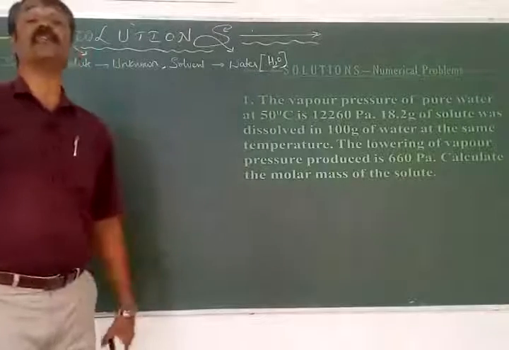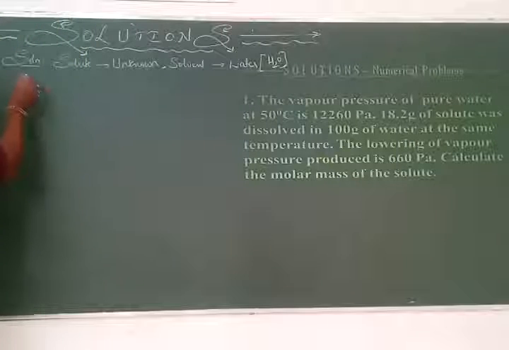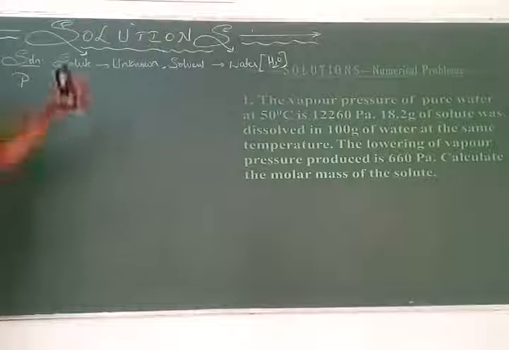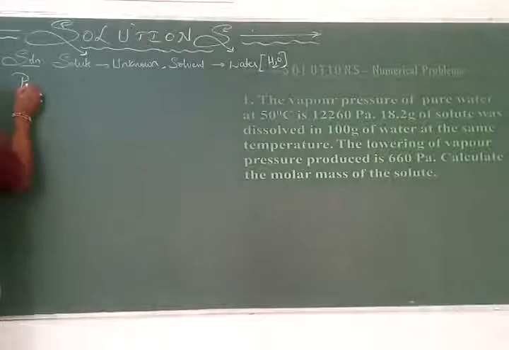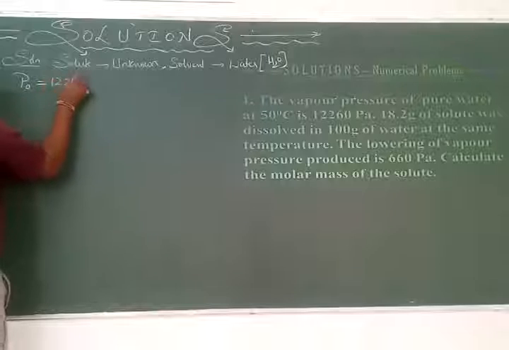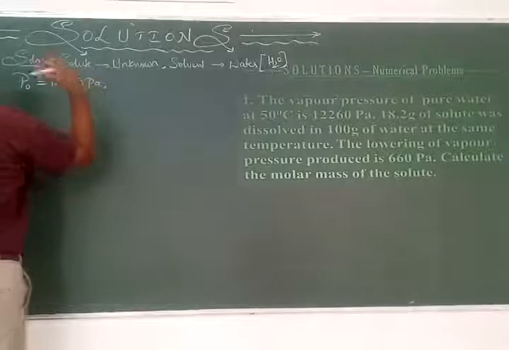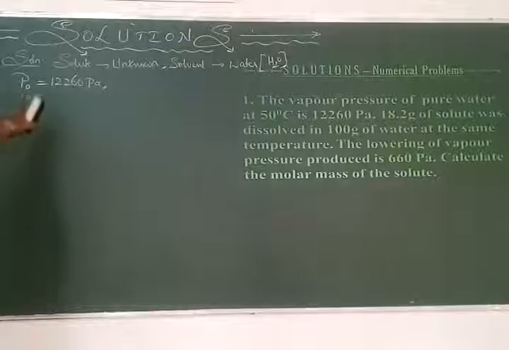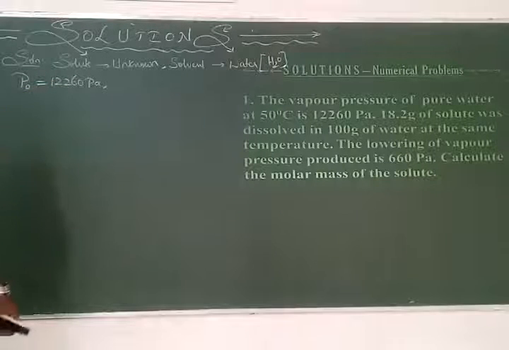The vapor pressure of the pure water, the vapor pressure symbol is capital P. Water is the solvent, so it is P naught, and how much is it? 12260 in pascals. The vapor pressure of the pure solvent, water, is P naught, that is 12260.